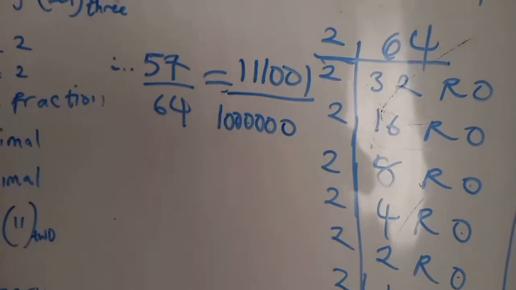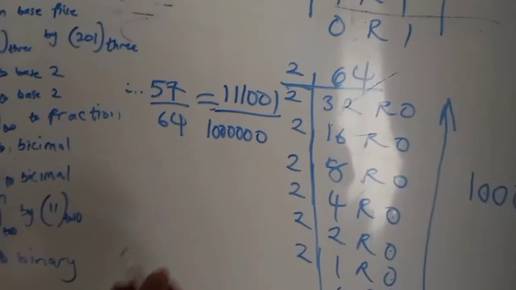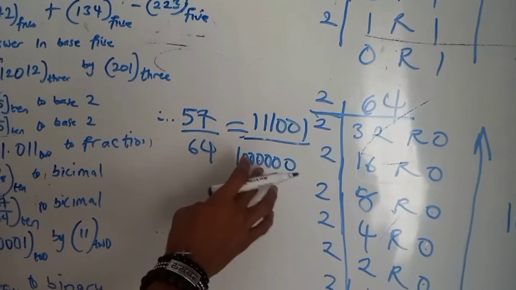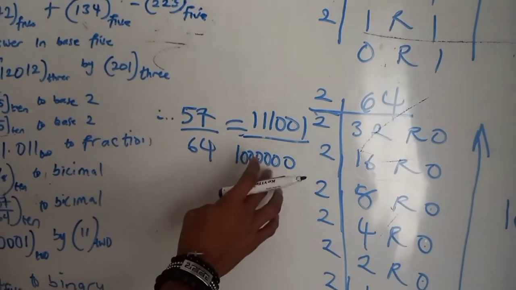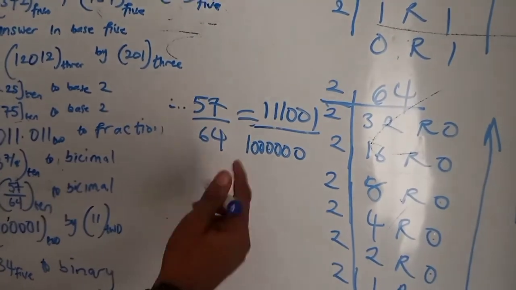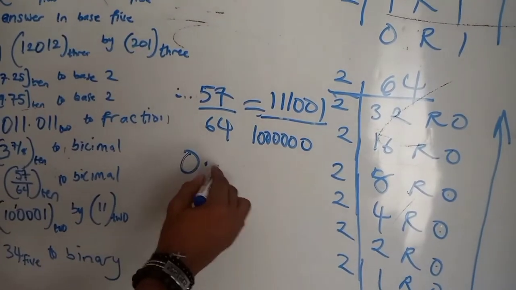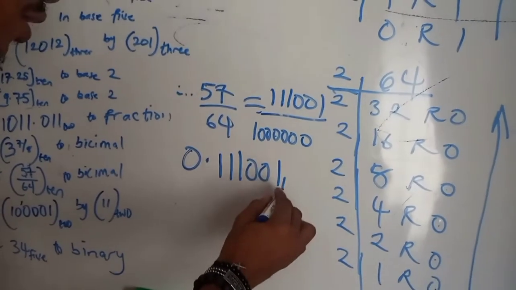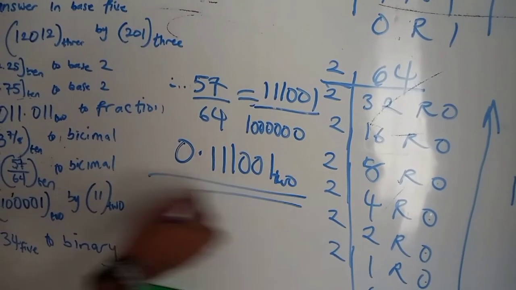So I can say that my 111001 divided by 1000000 is what? If you use a calculator and divide it, all you get is 0.111001 base 2 as a final answer.